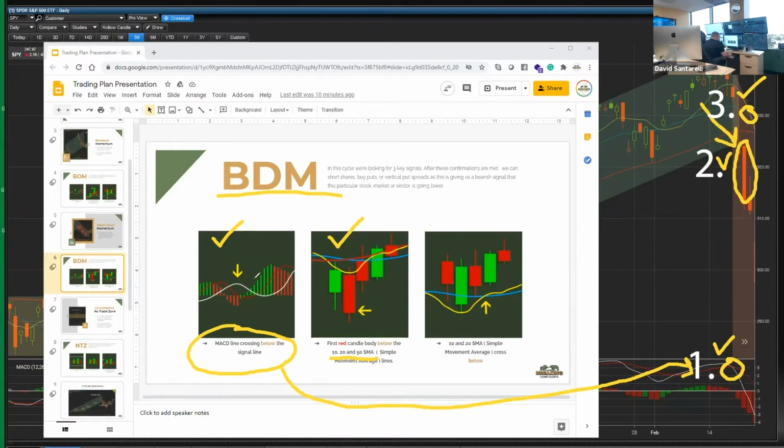So you have check number one, check number two, and check number three is the 10 and 20 cross below. So the 10-day simple moving average crossing below that blue 20, which is right here. So you have check there, you have check on the candle below the 10, 20, and 50, and you have your third check here with the MACD cross. When all three check marks are met, that is when you're entering into your puts, buying shares, or shorting the market. Or you could be doing vertical put spreads.